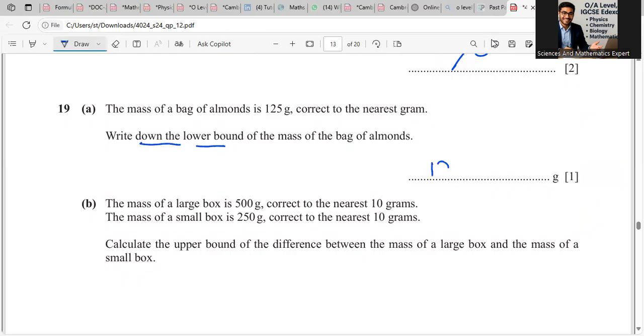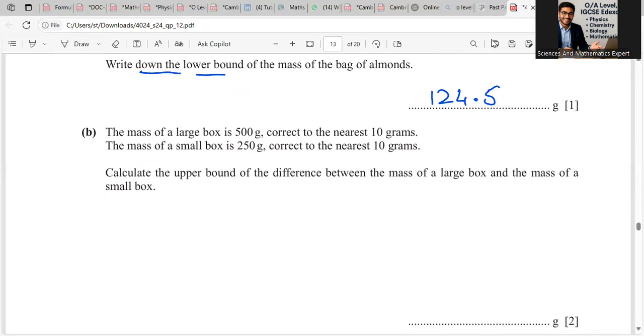So we will write it 124.5 grams. After that, he is saying the mass of the large box is 500 grams, correct to 10 grams. And the mass of the small box is 250 grams. Calculate the upper bound of the difference of both of them.